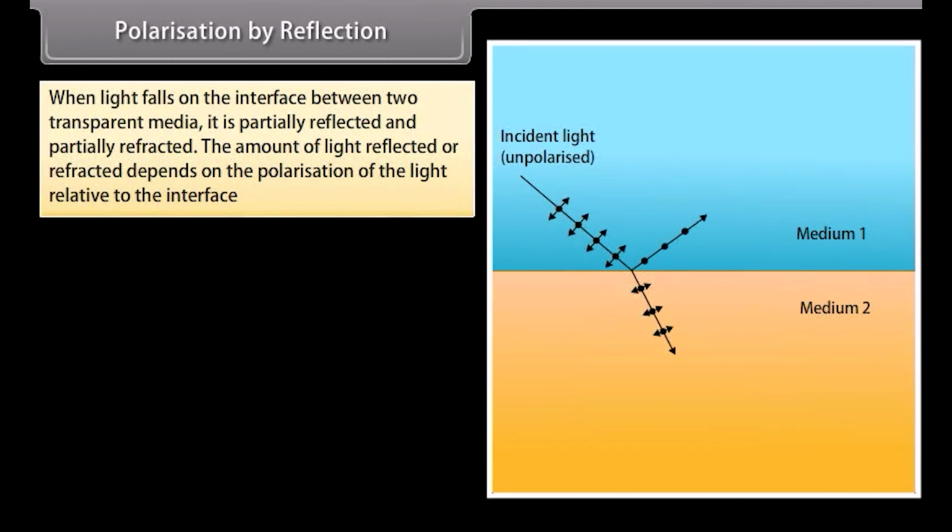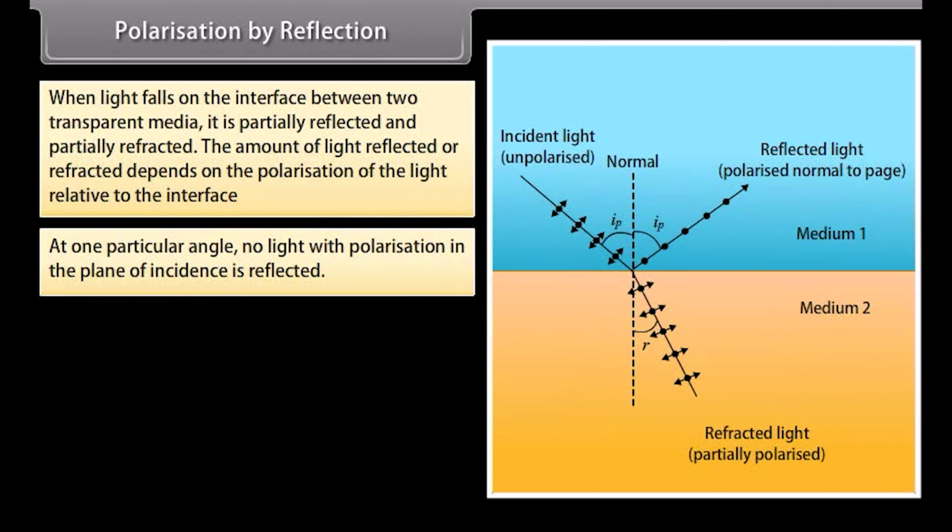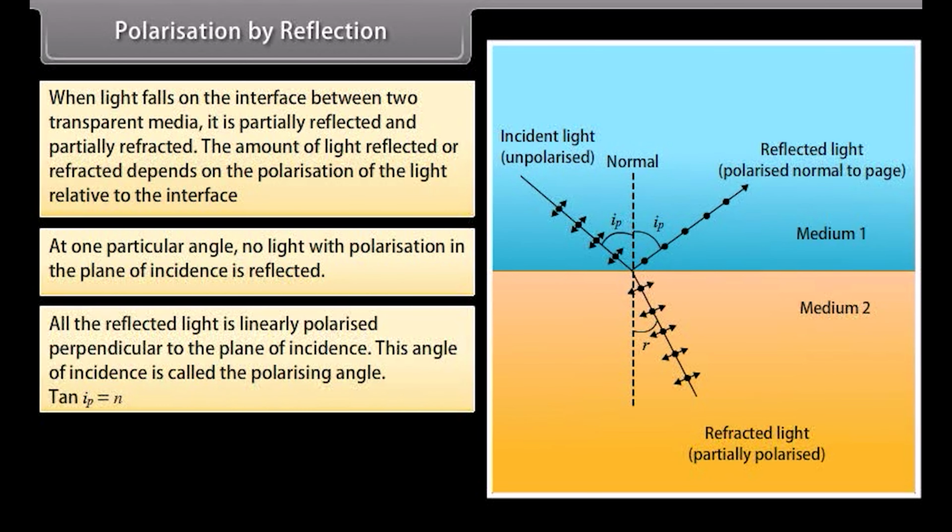Polarization by reflection. When light falls on the interface between two transparent media, it is partially reflected and partially refracted. The amount of light reflected or refracted depends on the polarization of the light relative to the interface. Consider unpolarized light striking the interface between medium 1 and medium 2. At one particular angle, no light with polarization in the plane of incidence is reflected. All the reflected light is linearly polarized perpendicular to the plane of incidence. This angle of incidence is called the polarizing angle.